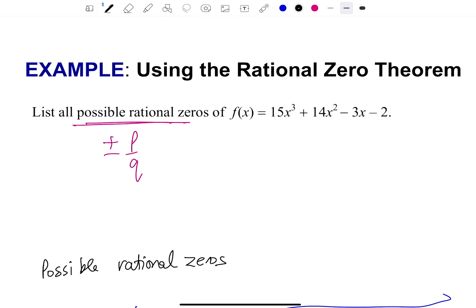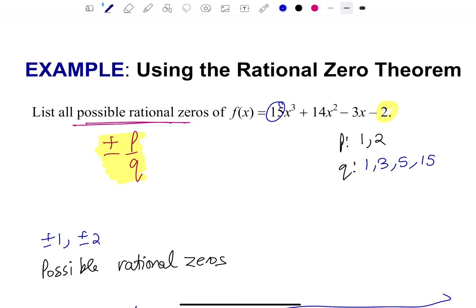Another example: using the rational zero theorem, figure out the possible rational zeros for this polynomial. We know the possible rational zeros are going to be of the form plus minus p over q, where p is the factors of the constant term, which in this case is 2. The only factors of 2 are 1 and 2. And q is going to be the factors of the leading term, which is 15: 1, 3, 5, 15. So let's go ahead and create our list of possible rational zeros. Plus minus 1, plus minus 2.